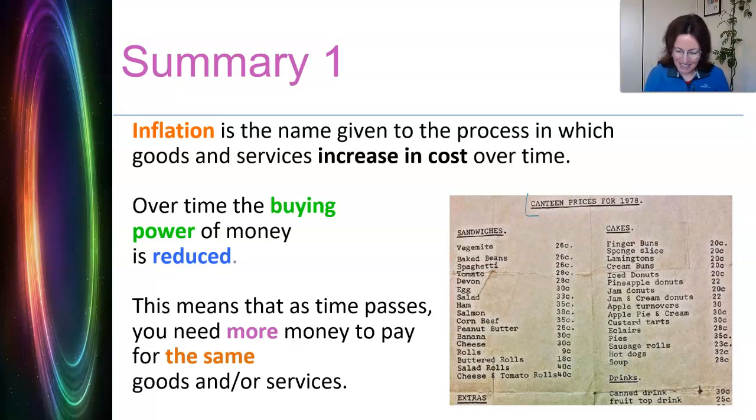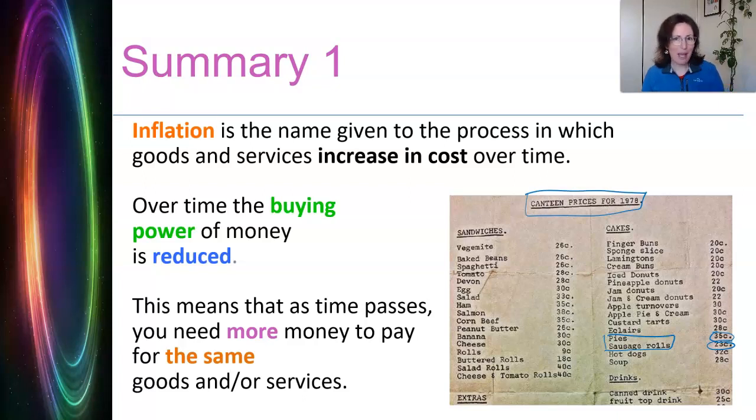Here are canteen prices from 1978. So maybe your parents or grandparents were at school in this time, and this is how much it would have cost them at the canteen. Have a look at something that you might be familiar with on that list, maybe like a pie or a sausage roll. How much did they cost? What have we got here? 35 cents for a pie and 23 cents for a sausage roll. Cheap by today's money.